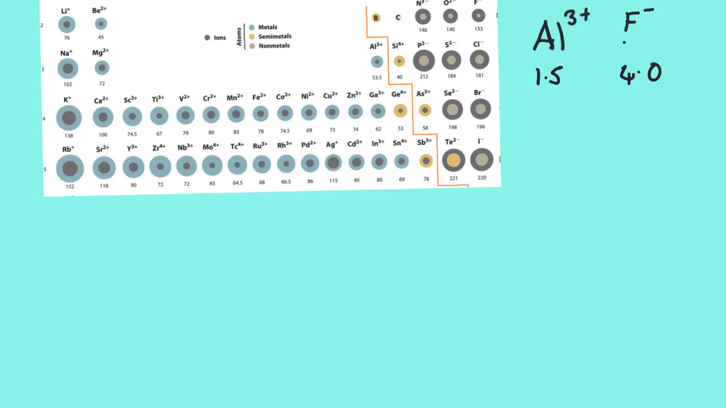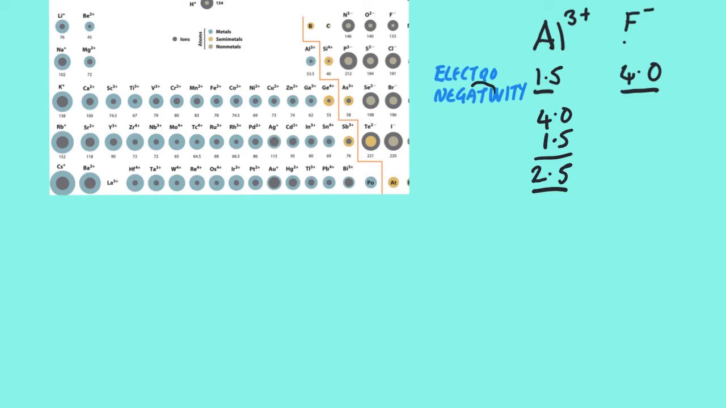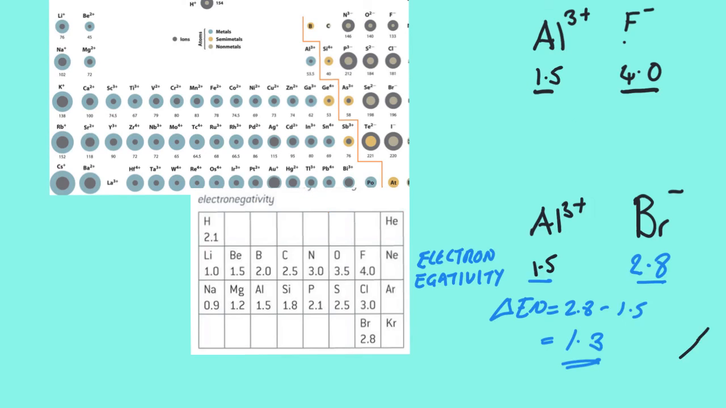So let's look at aluminium fluoride. The difference in electronegativity between fluorine and aluminium is 4 take away 1.5, which is 2.5. So we can predict that aluminium fluoride definitely has ionic bonding. But let's now look at aluminium bromide. The bromide ion is much more polarizable and the electronegativity difference is less than 1.9, and therefore aluminium bromide is in fact covalent.